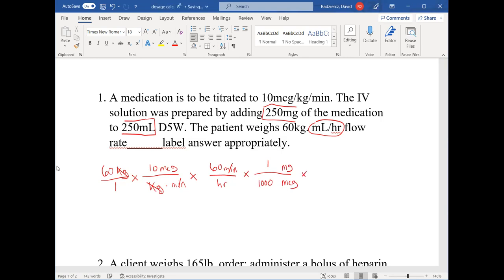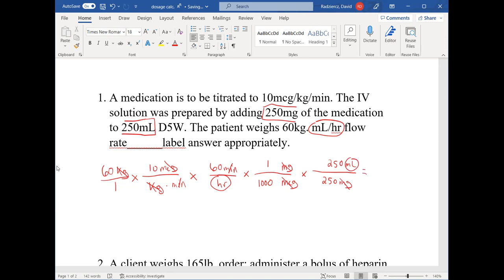Then we're going to take our 250 milligrams. And then we're going to take our 250 milliliters, which is just one, right? Because they cancel each other out. And then I'm going to double check my work before I do any kind of math. Micrograms cancel out. Hours I want to keep, so we'll leave that circled. Milligrams cancel out. And what am I left with? Milliliters per hour.